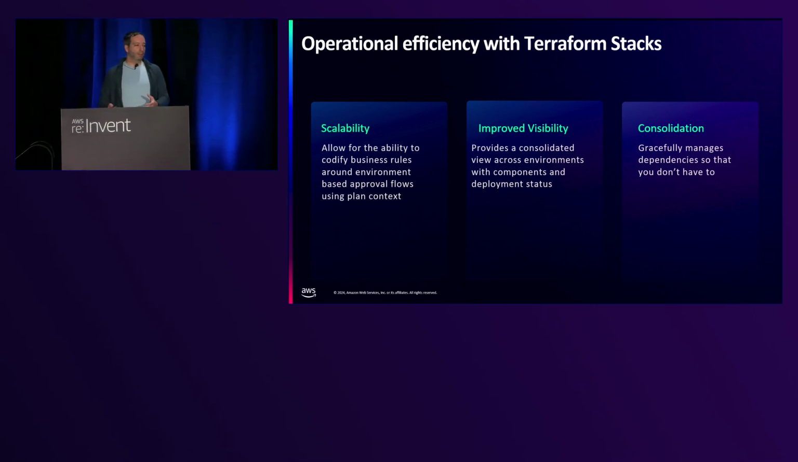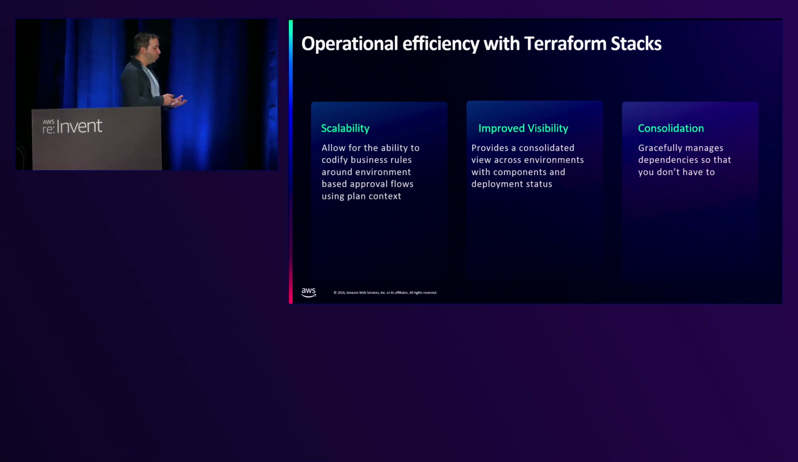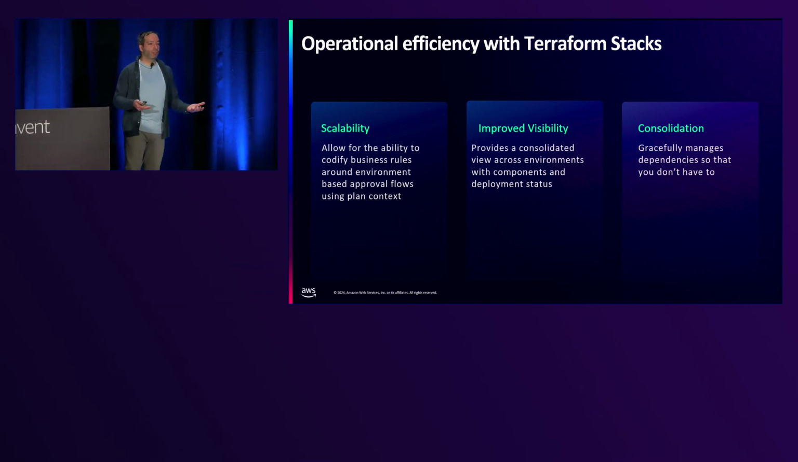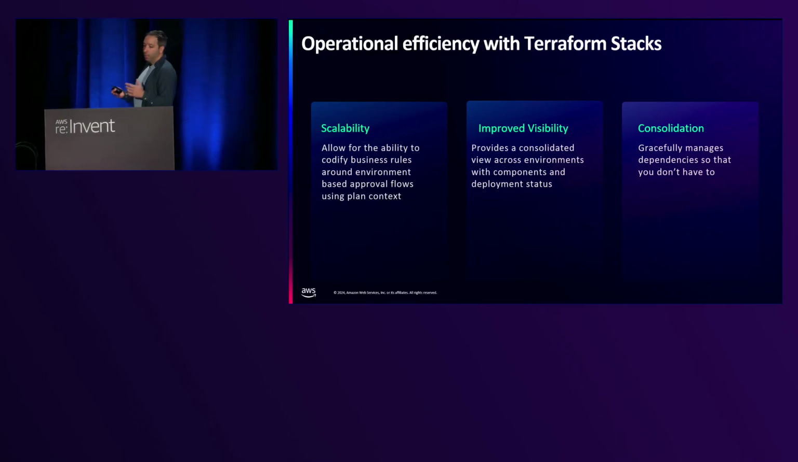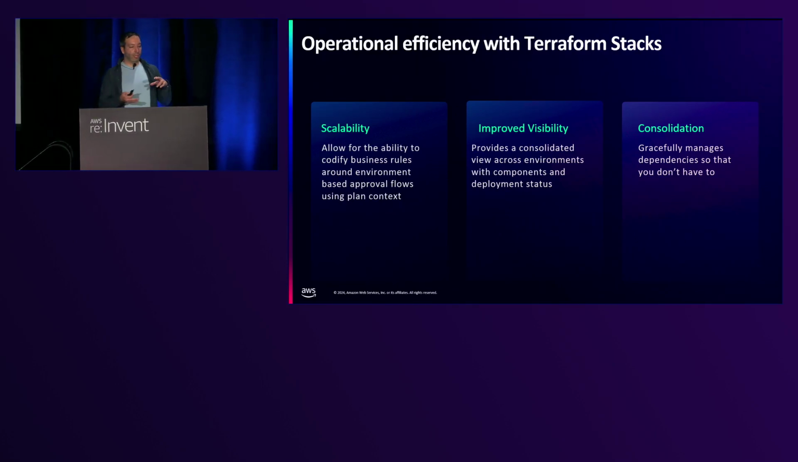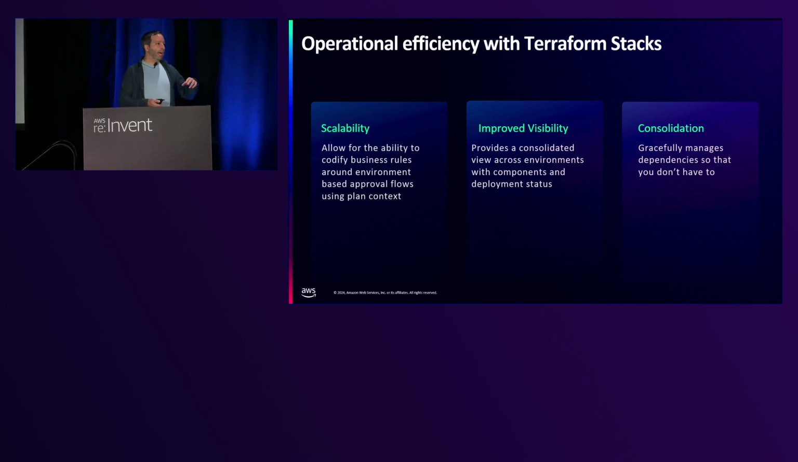Improved visibility. This is one that I really care about. This goes beautifully with the HCP Terraform Explorer. Just being able to see what your Terraform infrastructure and landscape and cloud real estate really is doing. Are you using outdated modules? Are you using outdated providers? How do you deal with that kind of drift? Well, it gets a lot easier when everything is orchestrated in this way.